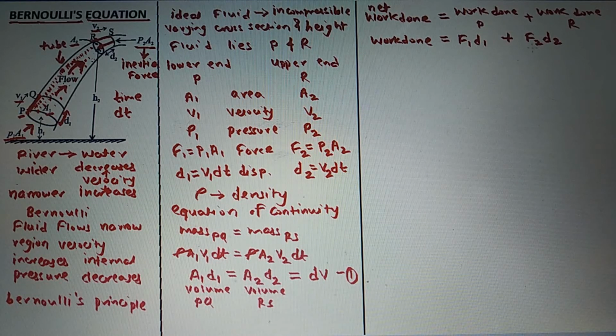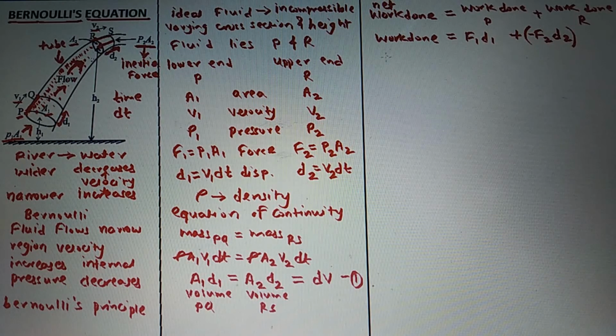But this force F2 has the opposite direction to the displacement of the fluid, D2, at the upper end R. See here, the force F2, that is P2A2, is opposite to the displacement of fluid D2. D2 is in the upward direction, and the force F2, that is P2A2, is in the downward direction. So we have to take the force as negative, that is minus F2 into D2. So the work done by the fluid at the upper end R is equal to minus F2 into D2.